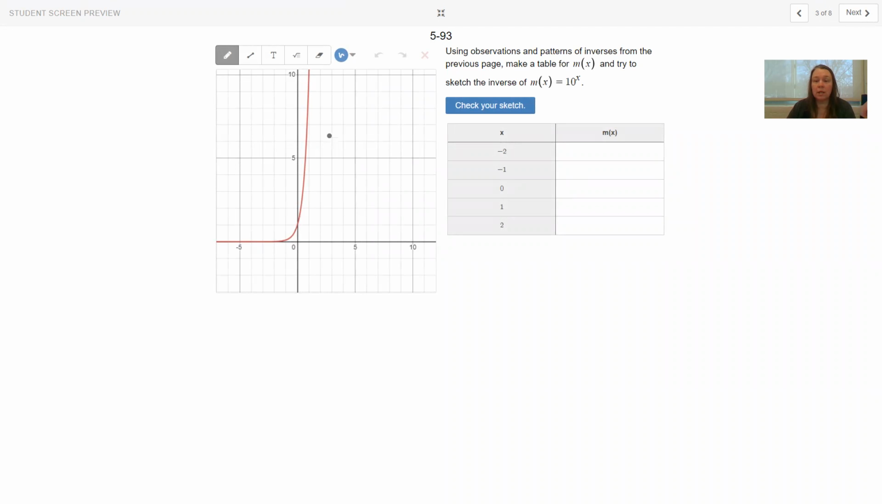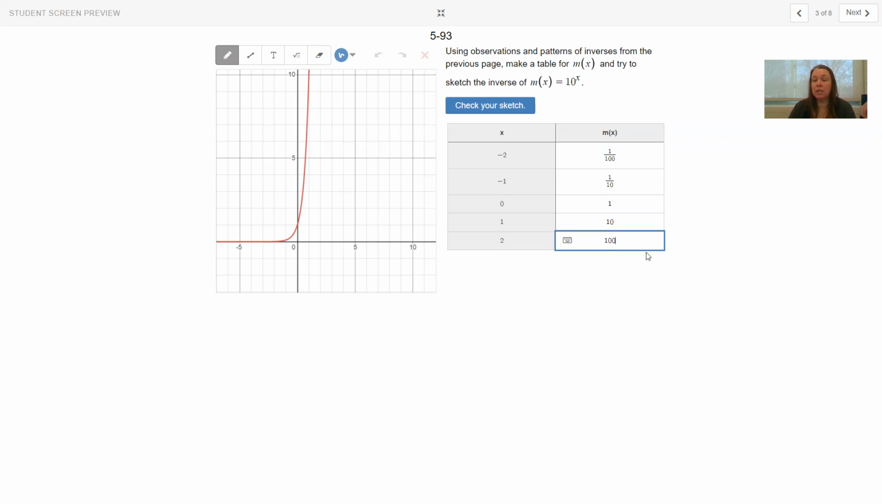So here, this is the exponential function y equals 10 to the x. First it asks us to make a table. If I put in -2, it would be 10 to the negative second, which is 1 over 10 to the positive second, which is 1/100th. And then this would be 1 over 10 to the first, or 1/10th. Okay, and 10 to the 0 is 1, 10 to the first is 10, 10 to the second is 100.